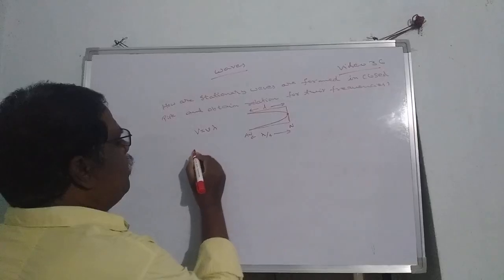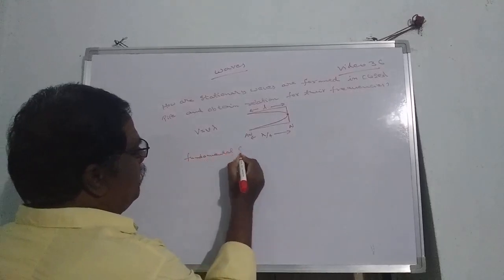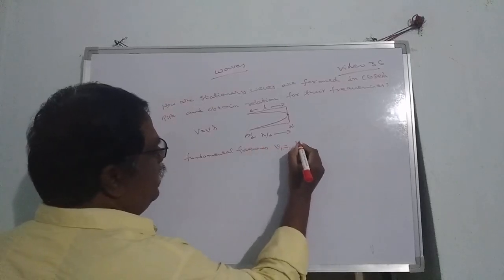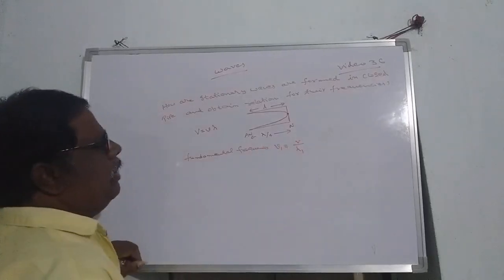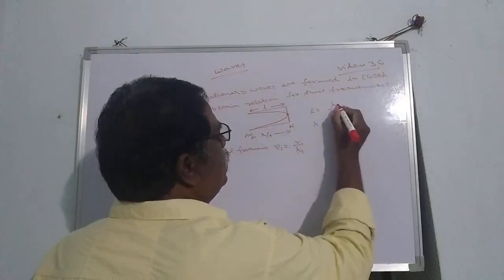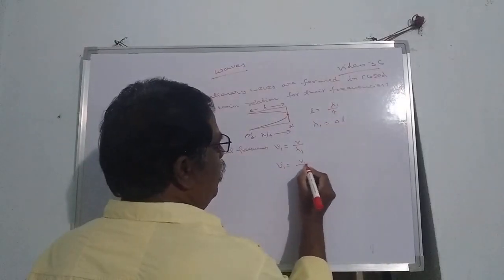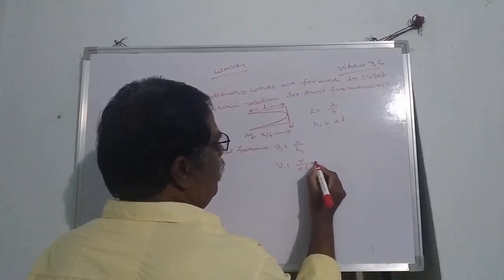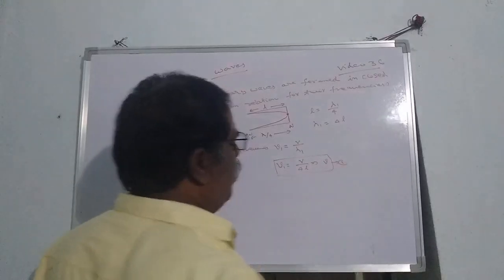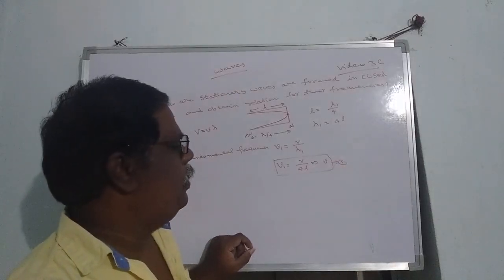So here there is the fundamental frequency. Let us say it is mu1 equals V by lambda 1. Here, from the figure, L is equal to lambda by 4, so lambda 1 is equal to 4L. Therefore, mu1 is equal to V by 4L. Let us call this mu. See equation number 1: the fundamental harmonic, mu1 is equal to V by 4L.